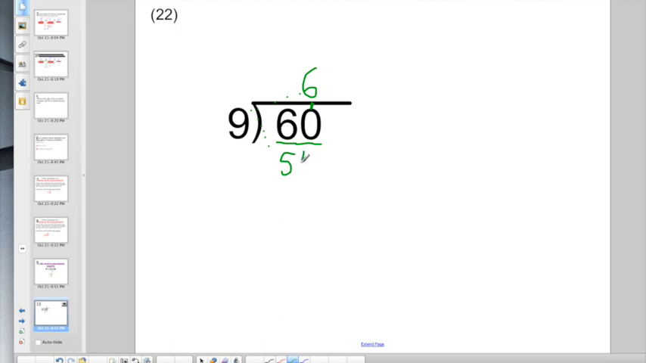Go and subtract those two numbers, right? 60 minus 54, and that's going to give us 6. Do you have any more numbers to bring down? No, you don't. So your remainder gets written over here.